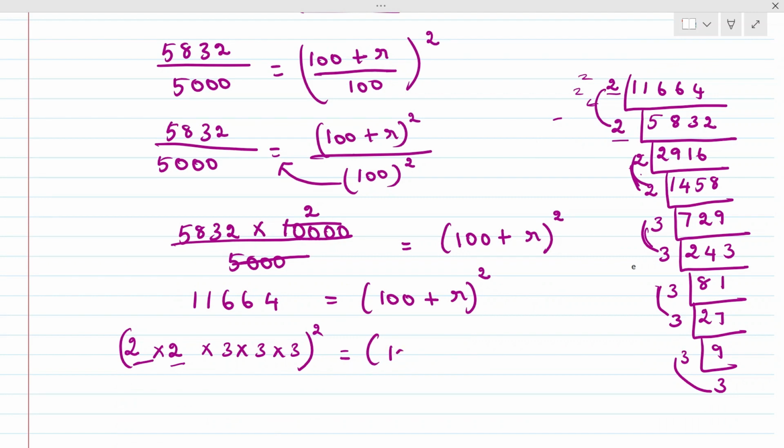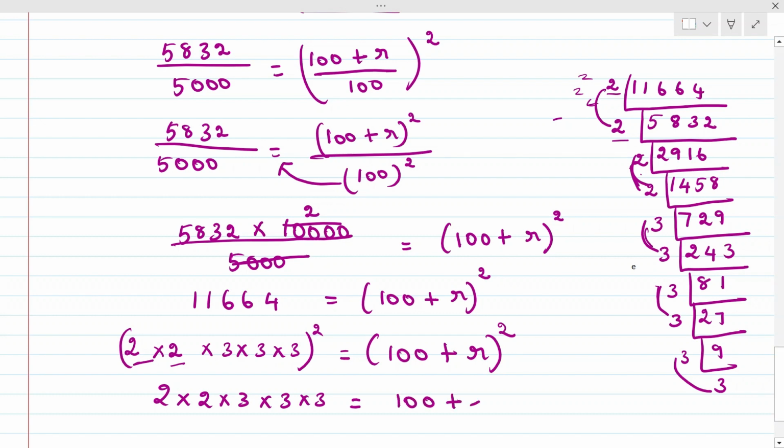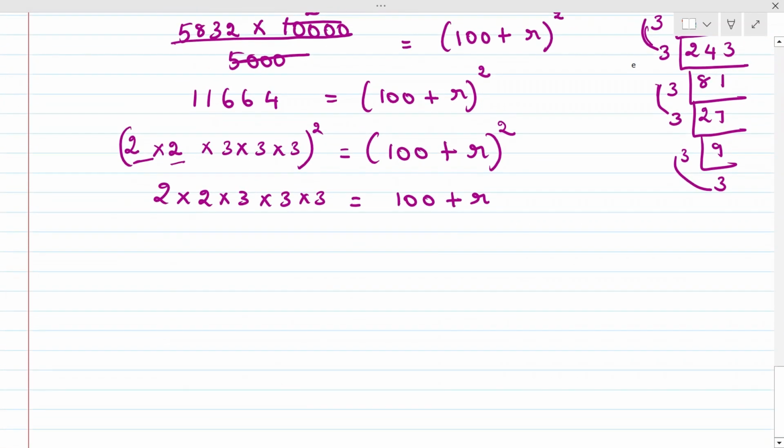And here it is 100 plus r the whole square. Now both numbers are squares, so we can say that the square root is also equal. That means we can remove the squares on both sides. That is 2 into 2 into 3 into 3 into 3 equal to 100 plus r. I am just removing the squares on both sides.